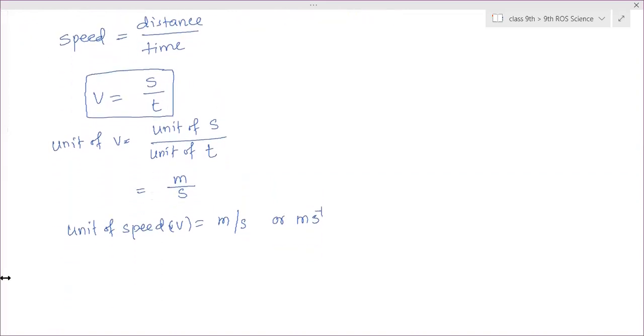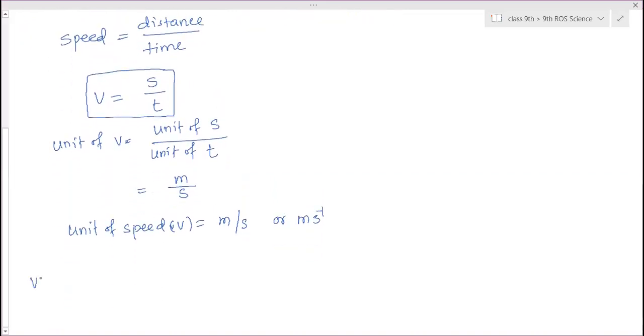And then what is displacement? Sorry, velocity. Velocity is given by V arrow. Now here speed is dependent on distance. Distance is a scalar quantity. It is independent of the direction.